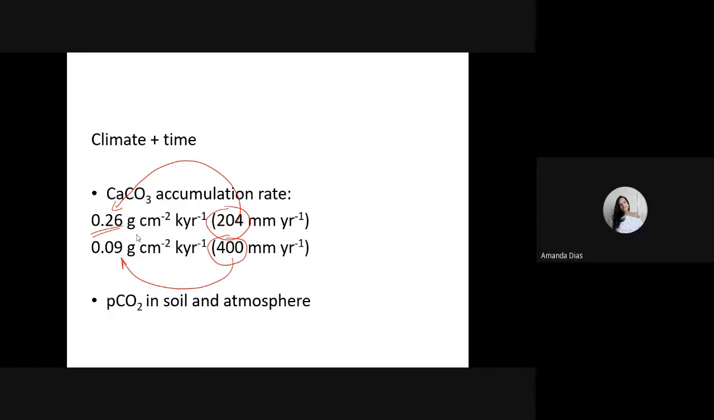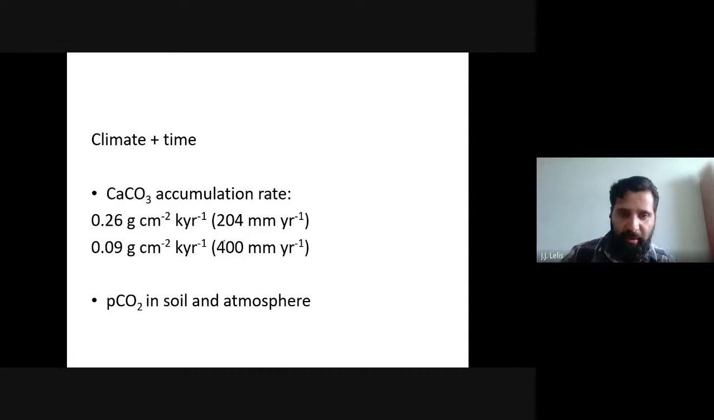Of course, we are talking about climates that are very dry, but when you find the driest climate, like a desert, you can find something like this. You can find a high accumulation rate of salts.